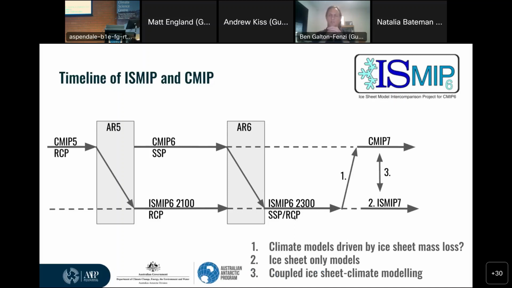Where are we going with this? And what does it mean for the Australian community? I think, again, like I said, there's 3 strategies that we need to be adopting because of the state of things. The full integration of coupled ice sheet climate models is going to take time.